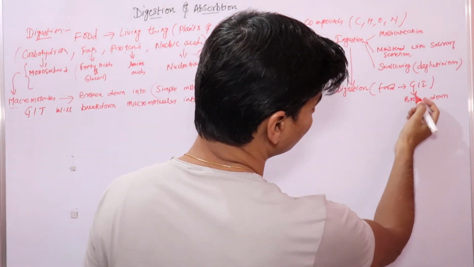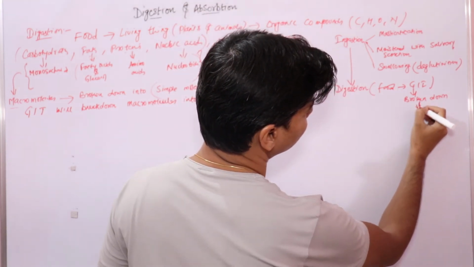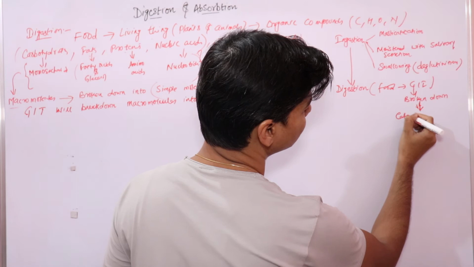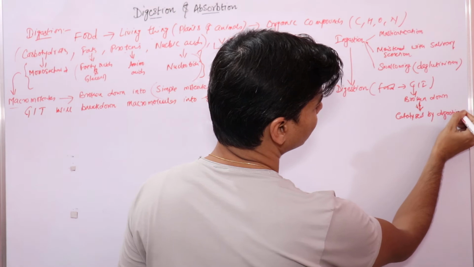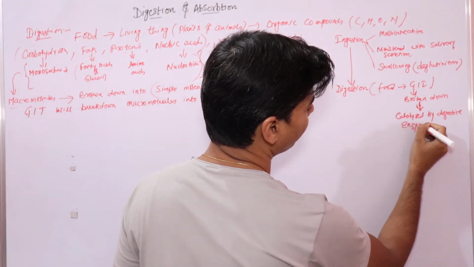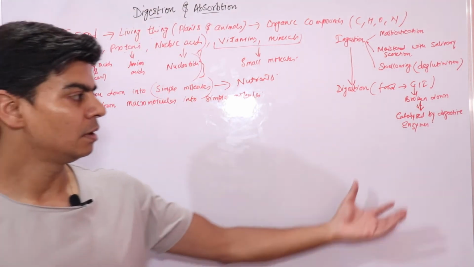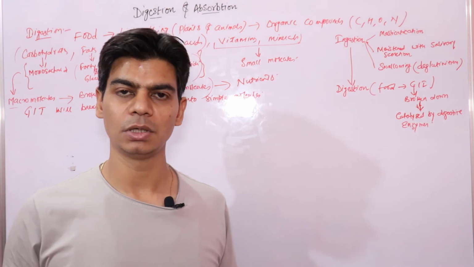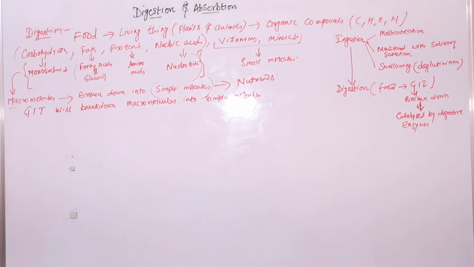So this breakdown of food into smaller molecules would be catalyzed by digestive enzymes, right? And it's these digestive enzymes that will break down bigger molecules, macromolecules, into simpler molecules. So this is important, because in future lectures we would be looking into each step.